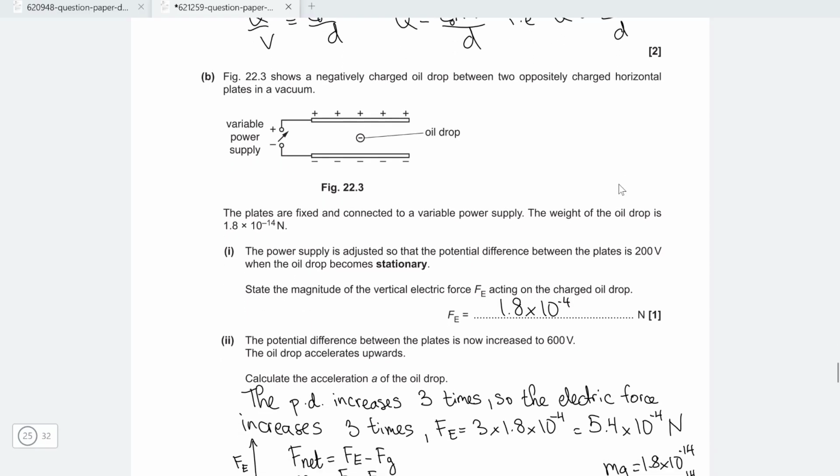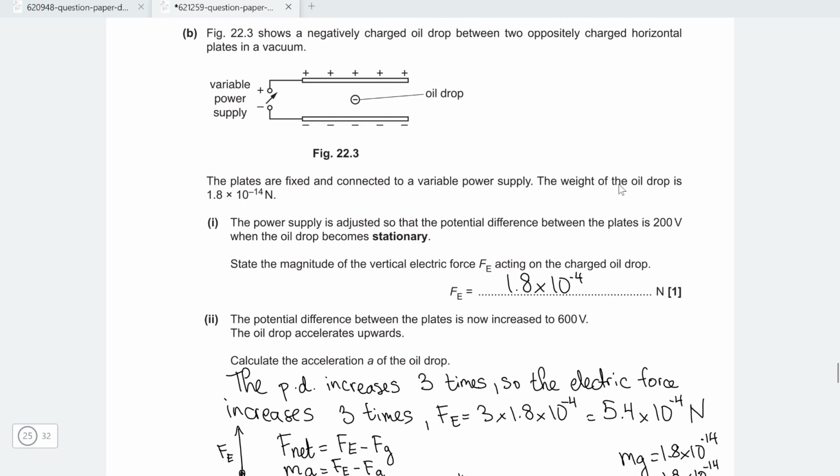Okay, this next one is really interesting. So figure 22.3 shows a negatively charged oil drop between two oppositely charged horizontal plates in a vacuum. Now the plates are fixed and connected to a power supply. The weight of the oil drop is 1.8 times 10 to the power of minus 14.